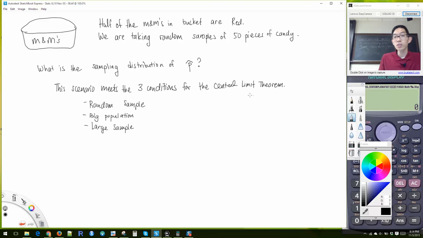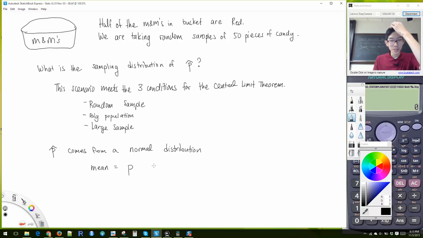Okay, and so we said when the three conditions for the central limit theorem are met, the p hat, the sampling distribution, comes from what kind of distribution? From a normal distribution. Okay, and what are the properties of this normal distribution? The mean is equal to, should just be on your previous page here. The mean is equal to P. The silence is breaking my heart. So P hat comes from a normal distribution. The mean is P, and what is P equal to? Proportion of the population, and what is the proportion in our population? 0.5, half our red, right? So p is equal to 0.5.